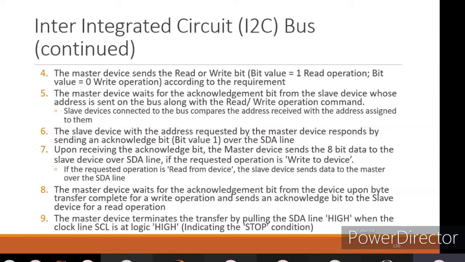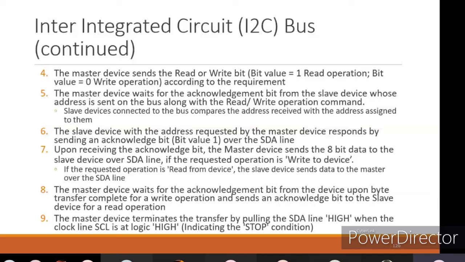Slave devices connected to the bus compare the address received with the address assigned to them, and then the slave device with the address requested by the master device responds by sending the acknowledgement bit over the SDA line. Upon receiving the acknowledgement bit, the master device sends the 8-bit data to the slave device over the SDA line if the requested operation is write to device. If the requested operation is read from the device, the slave device sends the data to the master through SDA, that is vice versa.